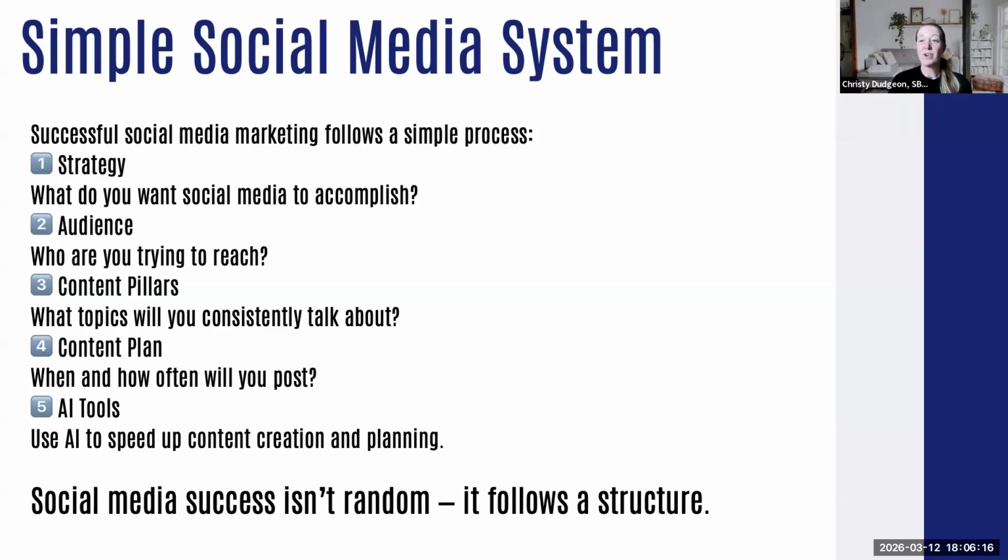Third, we need what are called content pillars. What topics do we want to consistently talk about? And fourth, we need a content plan. That's when and how often will we post. And then five, we need those AI tools to help us speed up content creation and planning. So social media success isn't random. It actually follows a structure.